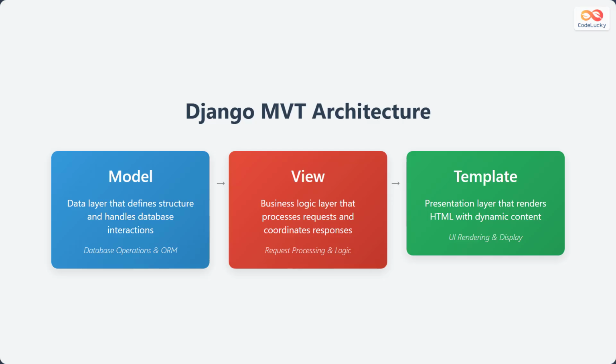Django follows the model view template architecture, which is a variation of the traditional model view controller pattern. The model represents the data layer and handles all database interactions using Django's object relational mapping system. It defines the structure of your data and business logic. The view acts as the business logic layer that processes incoming HTTP requests, interacts with models to fetch or manipulate data, and determines what response to send back to the client.